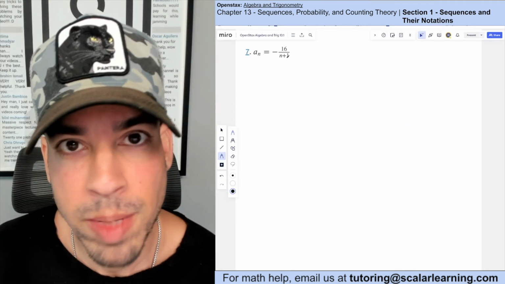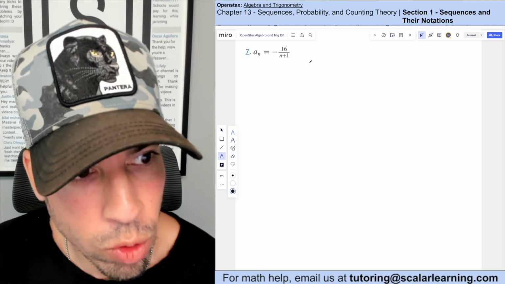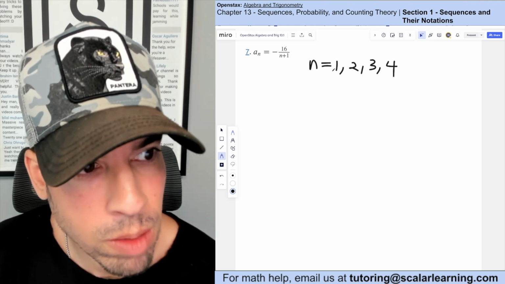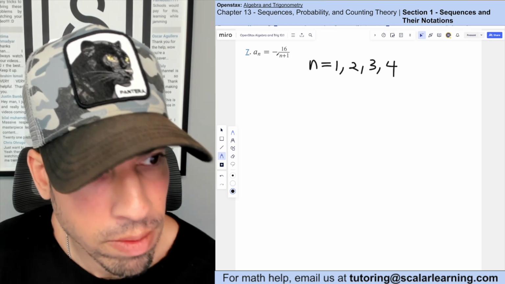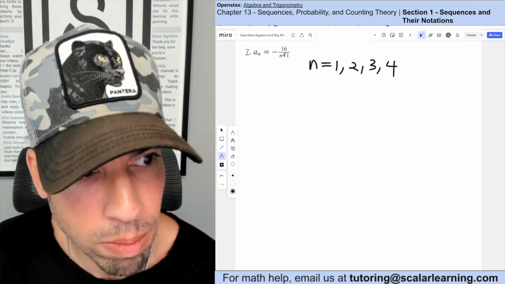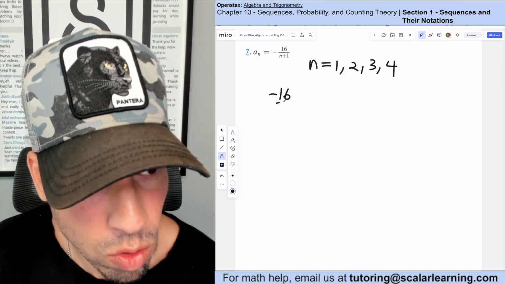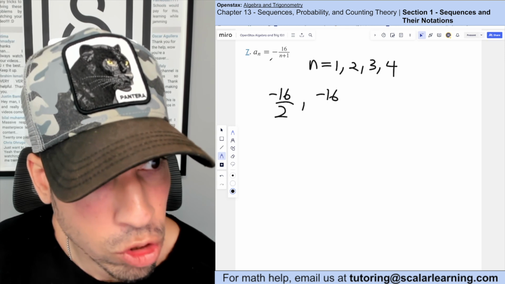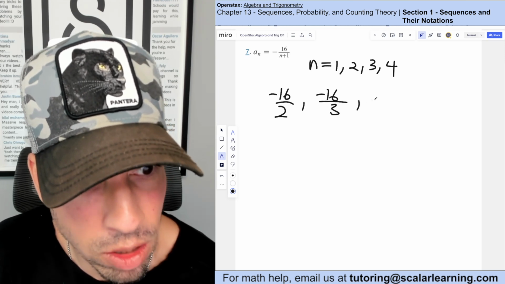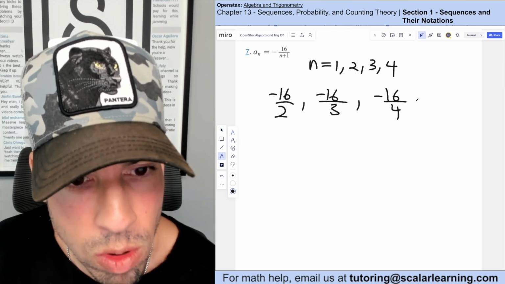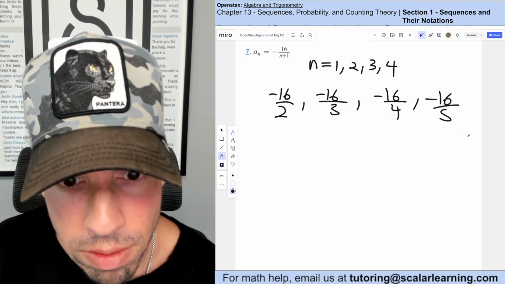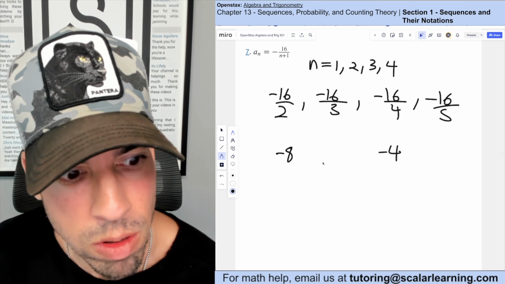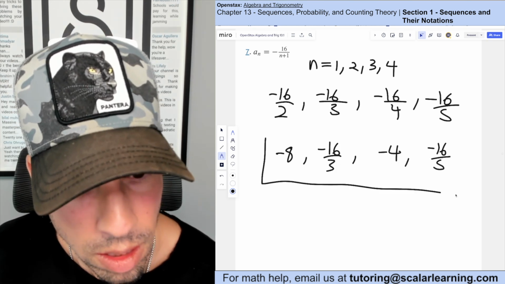Done. For this one, we're meant to write the first 4 terms of the sequence. The first 4 terms are when n equals 1, 2, 3, and 4. So we're going to plug and chug. Plug in 1 here. We'll have negative 16 over 1 plus 1, which is negative 16 over 2. Then when I plug in 2 for the second term, it's negative 16 over 2 plus 1, which is 3. So you can see the pattern. Then we have negative 16 over 4 and negative 16 over 5. We can simplify the first and the third term to negative 8 and negative 4, leaving the other 2 terms as is. That's how you do it.